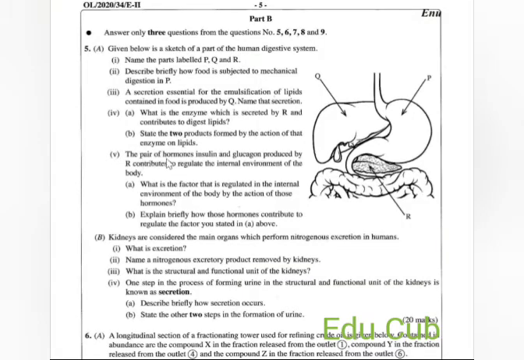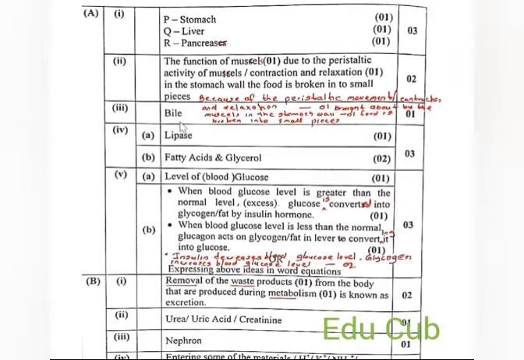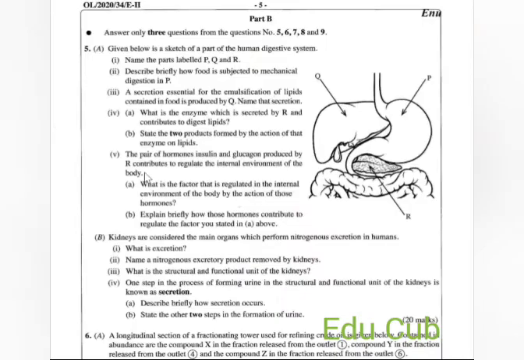Fifth question, the pair of hormones insulin and glucagon produced by R contribute to regulate the internal environment of the body. The question is, what is the factor that is regulated in the internal environment of the body by the action of those hormones? Level of glucose. The factor they are asking, so level of glucose is enough.